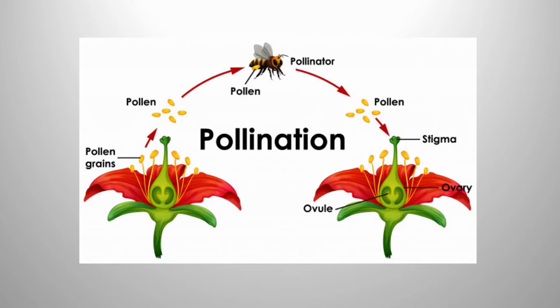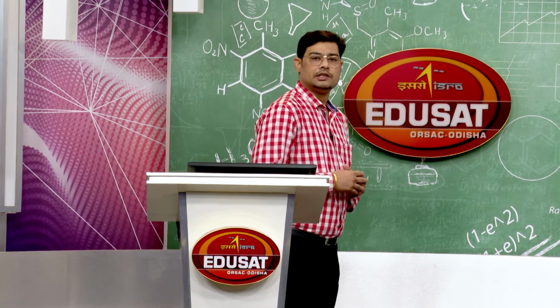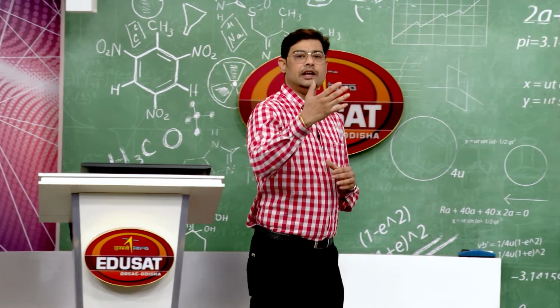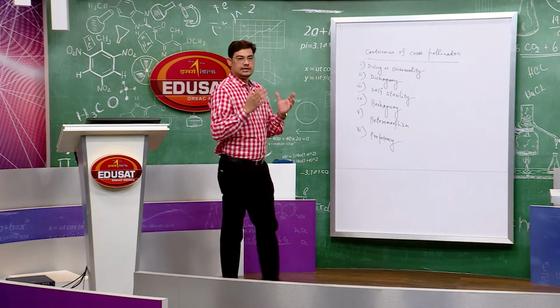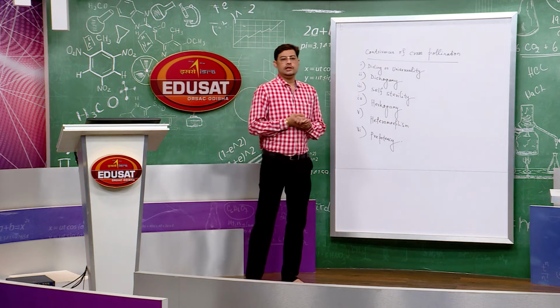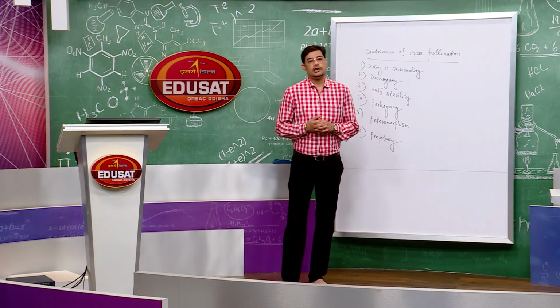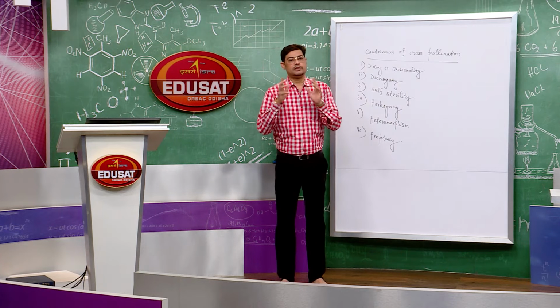Today we will discuss the cross pollination, the outbreeding devices, the contrivances of cross pollination. You know, cross pollination is the pollination between two different individuals. One is xenogamy and the other is hybridism. Xenogamy is the cross pollination between the same species, and hybridism is the cross pollination between two closely allied species.